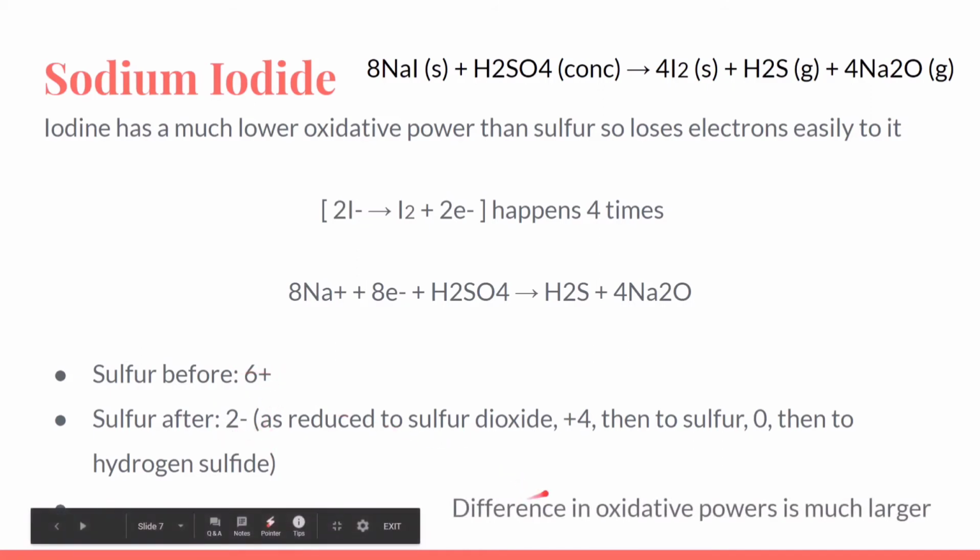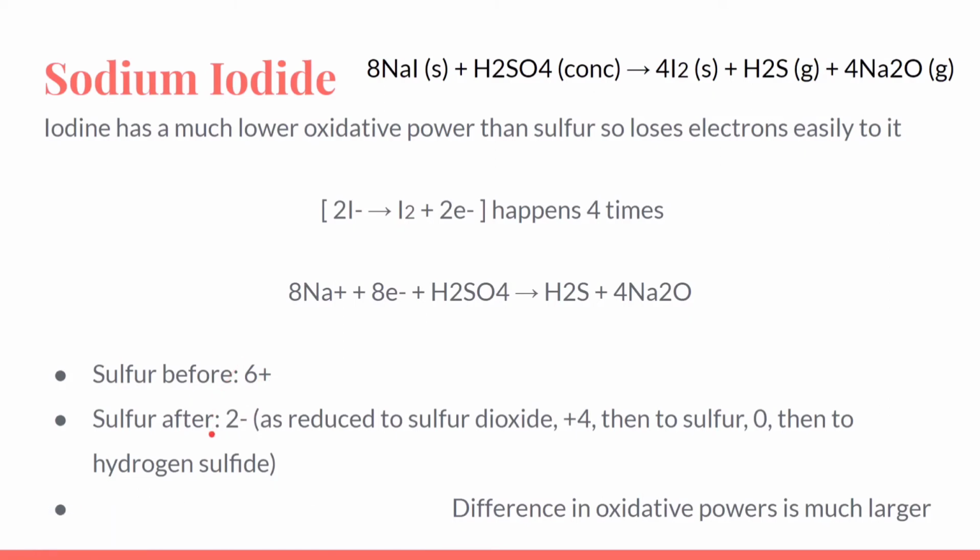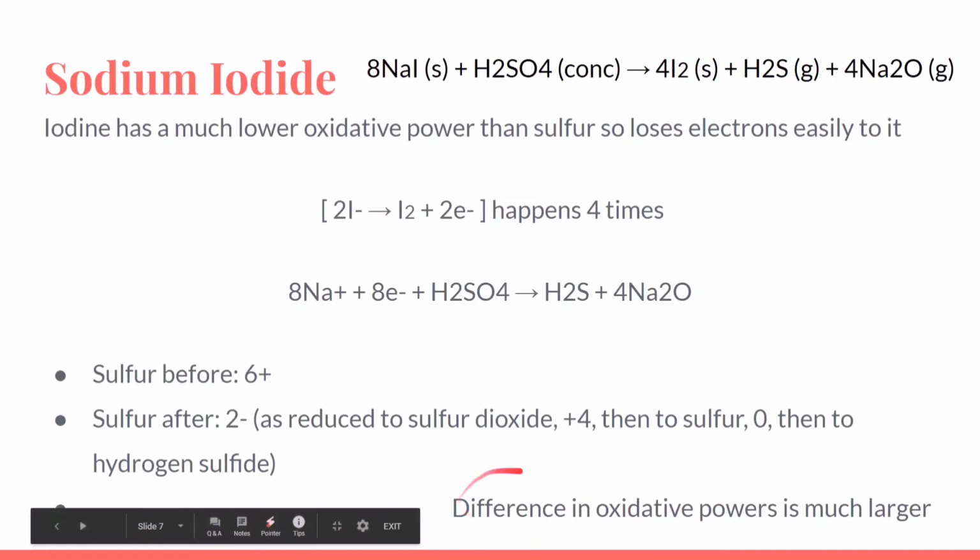And the difference in the oxidative powers of the sulfuric acid and the iodine is so much larger than the difference in oxidative powers of the other reactions. And this is why we get such a massive difference in the oxidation states before and after the reaction, because the difference in oxidative powers is much larger.